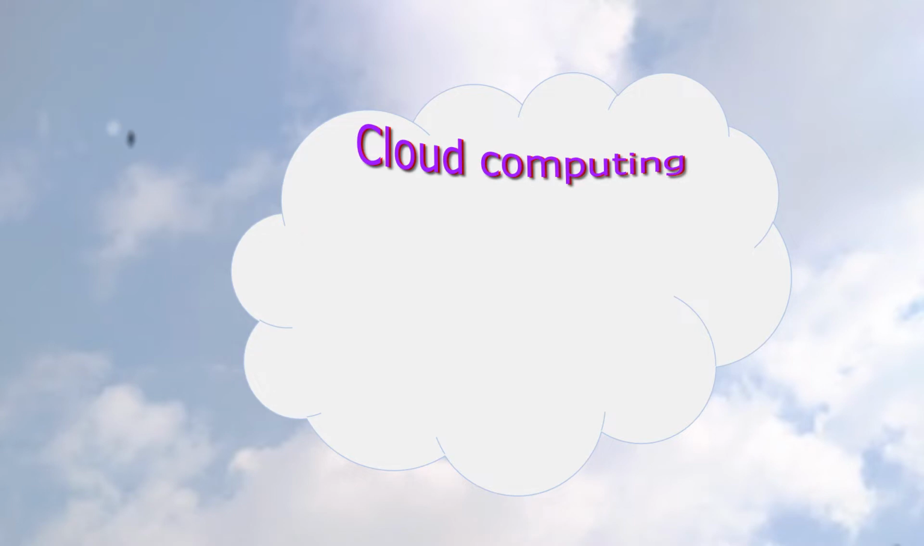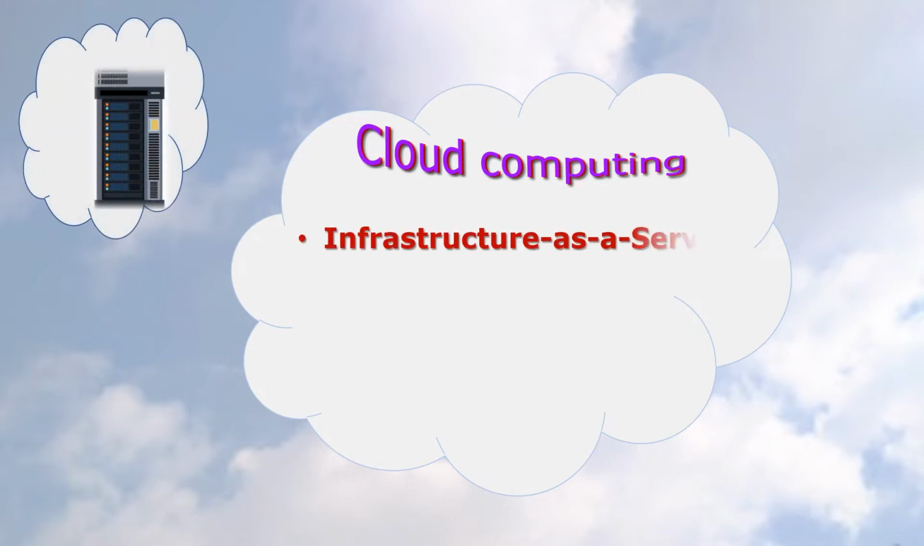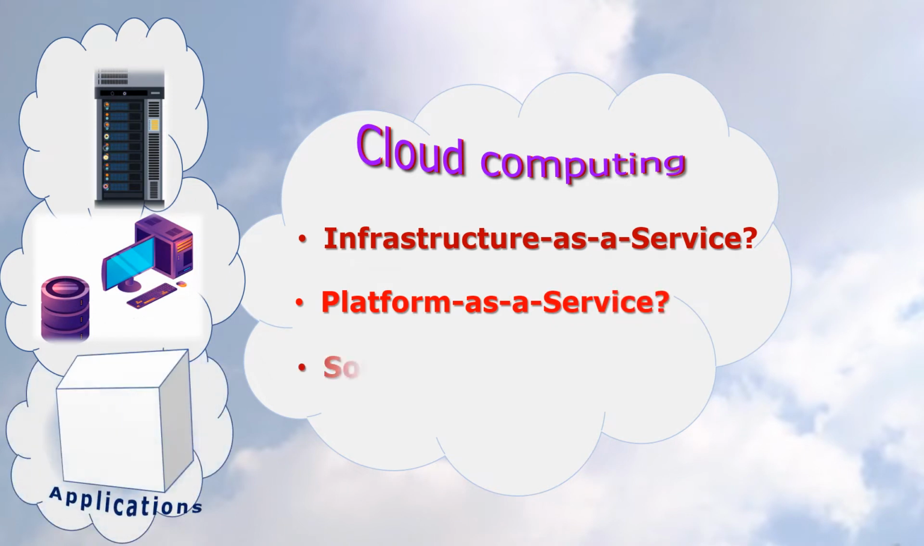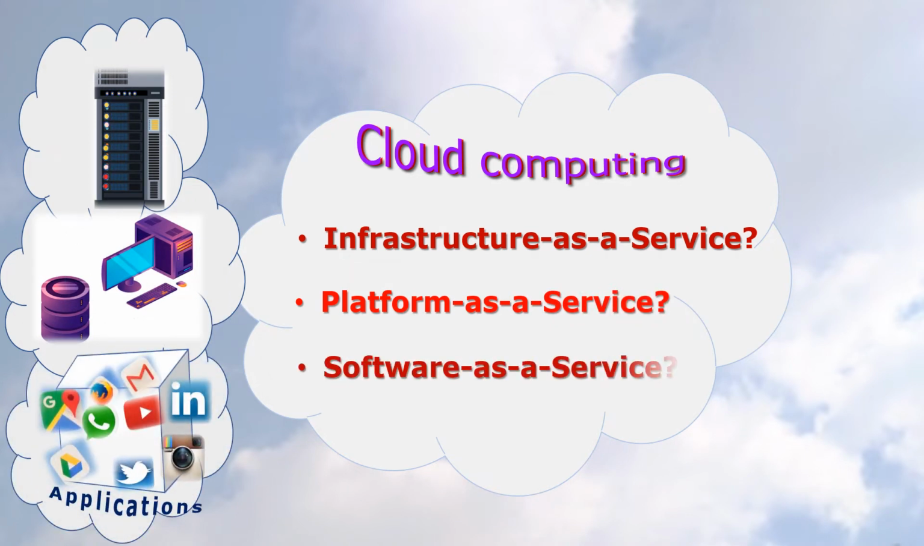Cloud computing can be broken down into three models: infrastructure as a service, platform as a service, and software as a service. First, infrastructure as a service.